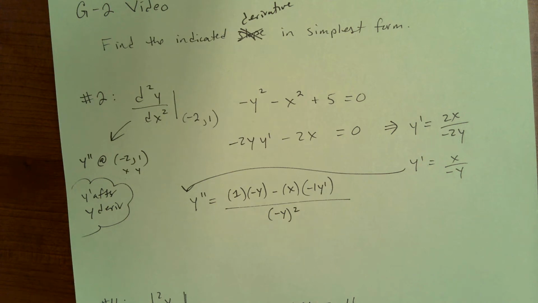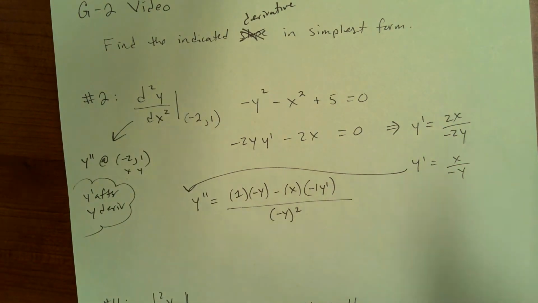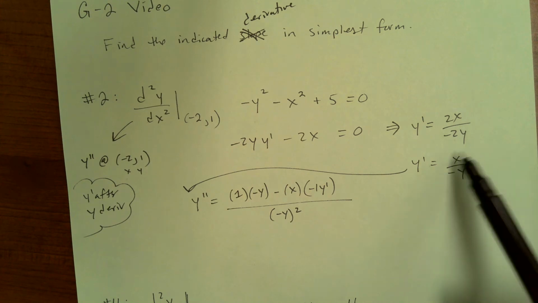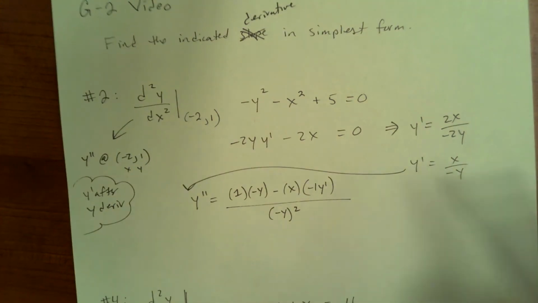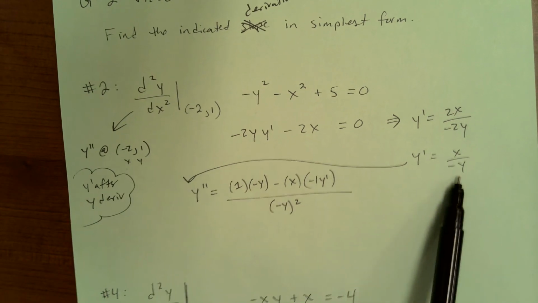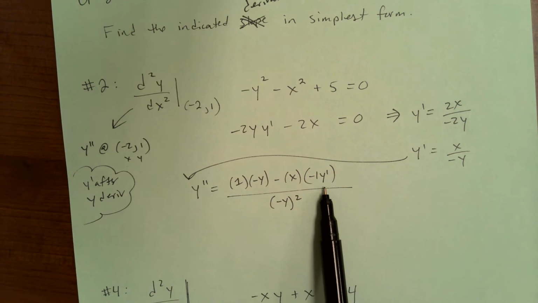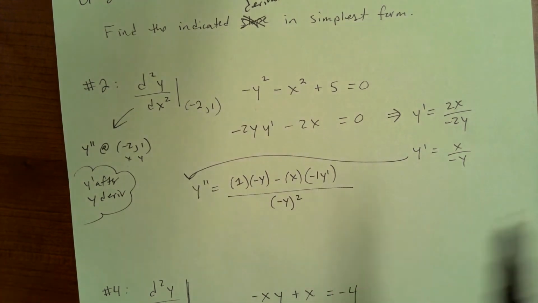I'm trying to think how we should do this. Let me just plug this in for y prime, or you could get a number for this now, or you could plug -2, 1 in here now, and then plug that in for y prime. It's totally up to you guys, okay?